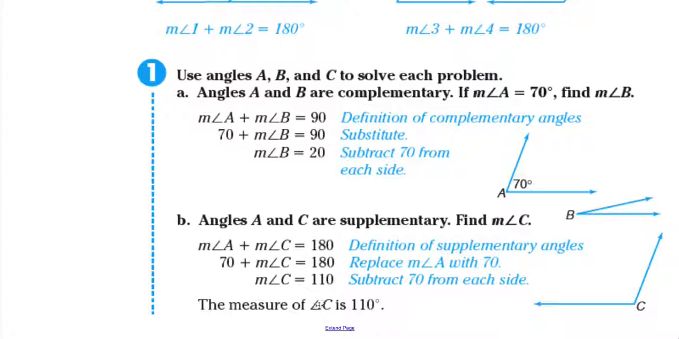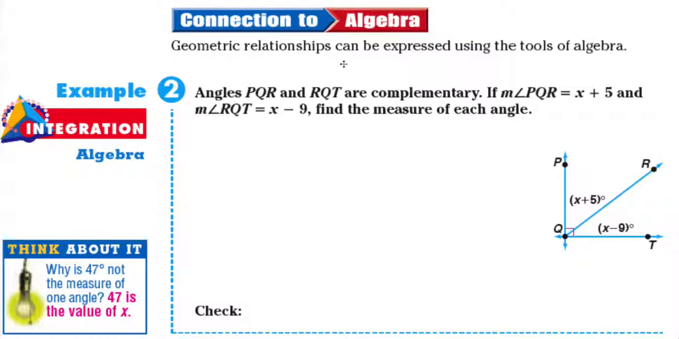Okay, so let's go on to example number 2, and we will connect this to algebra. Geometric relationships can be expressed using tools of algebra. So pay attention here because this can be confusing if you don't get this. So pause, rewind if you don't get it the first time. Angles PQR and RQT are complementary. We know the word complementary means that their sum will be 90 degrees. So if the measure of angle PQR is x plus 5 and the measure of angle RQT is x minus 9, we want to find the measure of each angle.